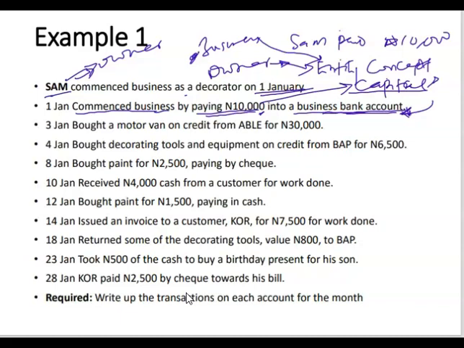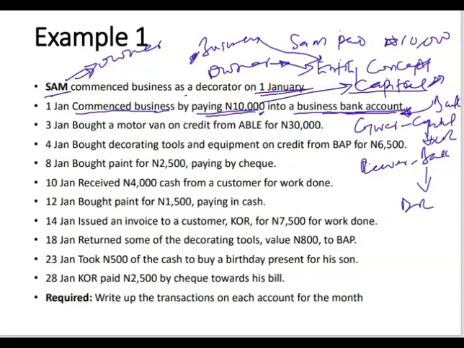Now, we have been able to identify the two accounts. We have said what? Capital and what? Bank. Now, the second step says identify the receiver and the giver. Capital gave out and bank received. So that means the giver is capital and the receiver is bank. If the giver is the capital, then we need to credit what? The giver, capital. Then we need to do what? Debit the receiver, which is the bank.